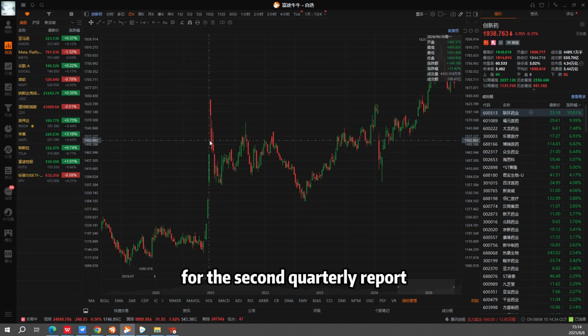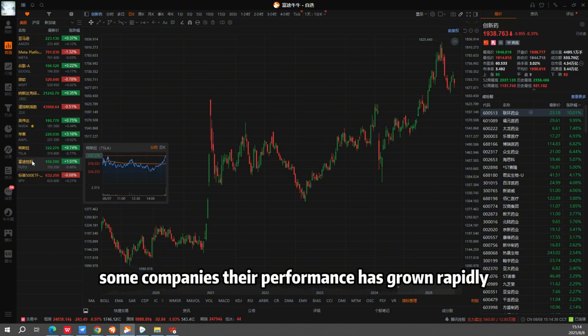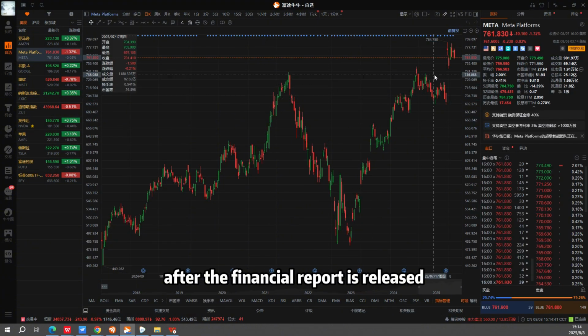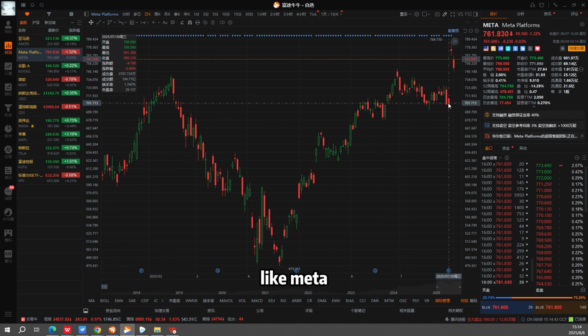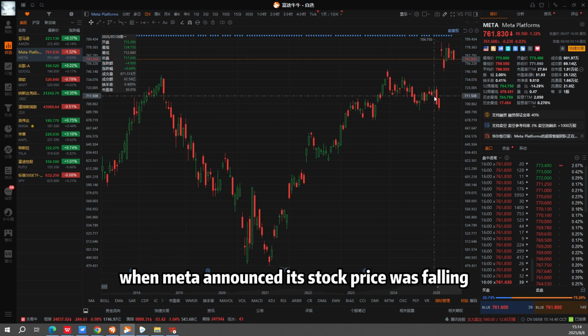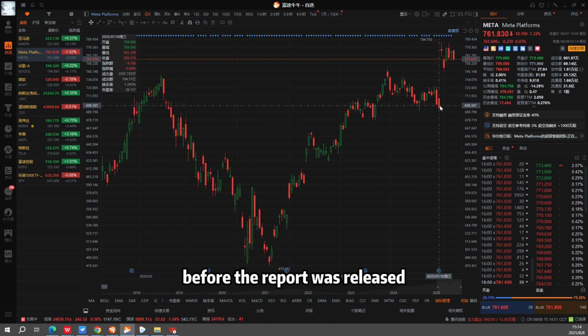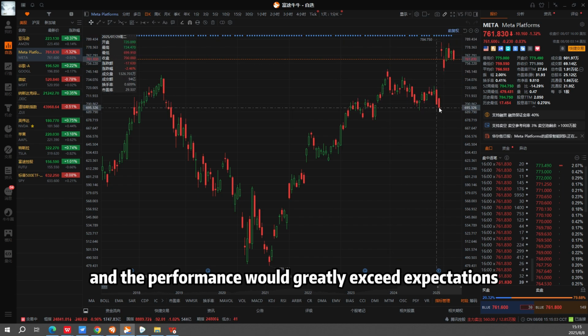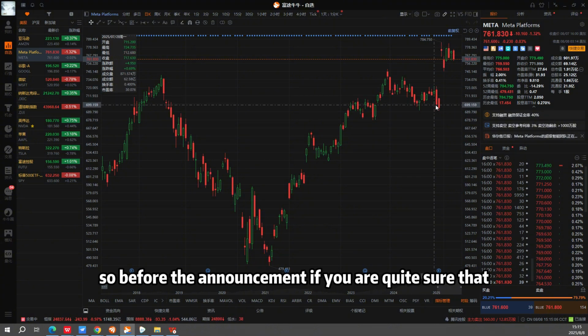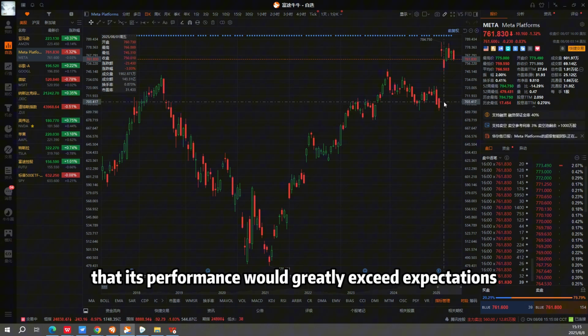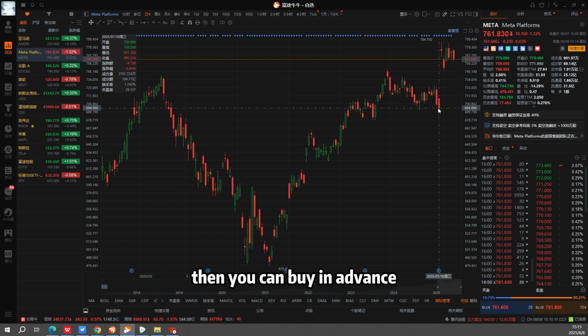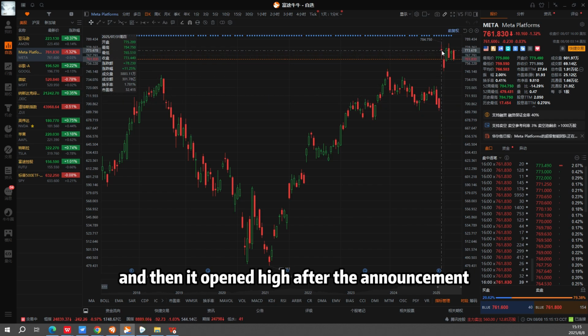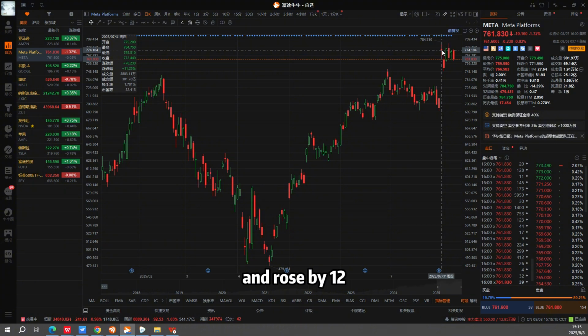For the second quarterly report, some companies' performance has grown rapidly. After the financial report is released, their stock prices will rise sharply. Like Meta, before the report was released, the stock price fell. Before that, institutions had made sufficient predictions that it would grow rapidly and the performance would greatly exceed expectations. So before the announcement, if you are quite sure that its performance would greatly exceed expectations, then you can buy in advance. After buying, it opened high after the announcement and rose by 12%.